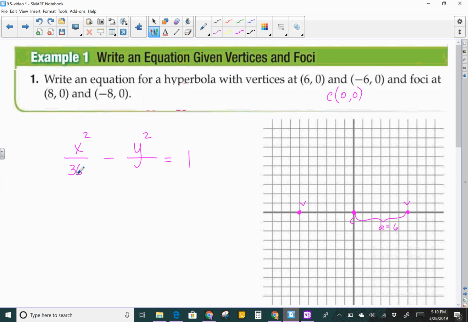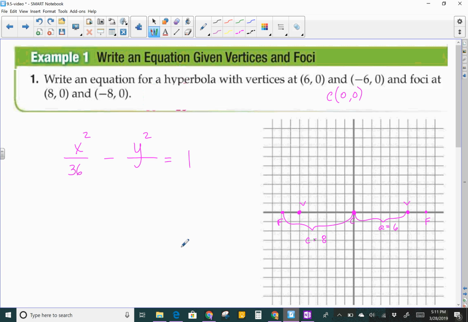The foci are at 8, 0 and at negative 8, 0. Now, this is another thing to remember, and I didn't point it out at the beginning, but I told you back in the ellipse, the foci are always inside the curve. So that lets you know that it has to be going that way. But just like with our ellipse, the distance from the focus to the center is c. So I know that c is 8.